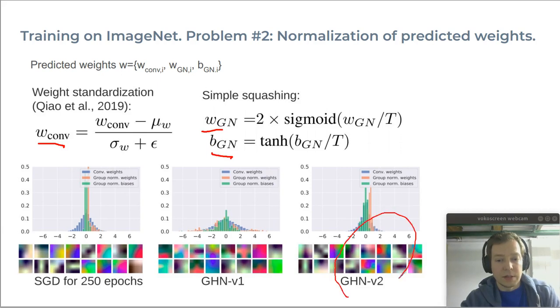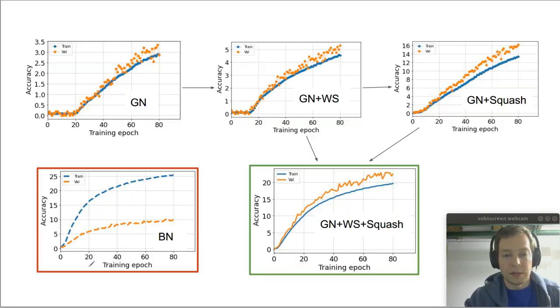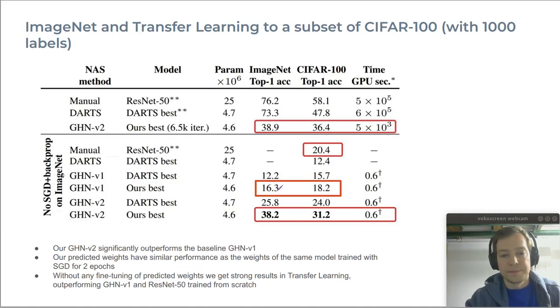So we also found that it's very important to normalize all predicted weights so that the distribution of the predicted weights becomes somewhat similar to the distribution of weights trained with SGD. And by doing that, we improved results significantly. There is no generalization gap, and the validation accuracy on ImageNet is much higher compared to the batch norm model.